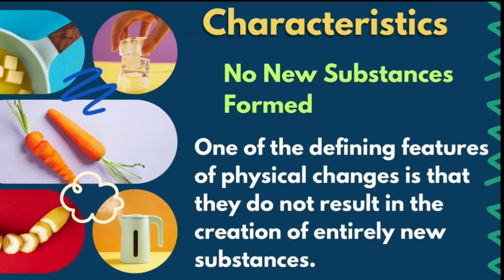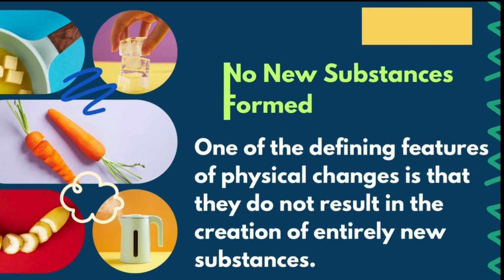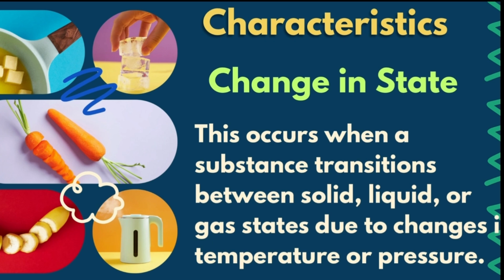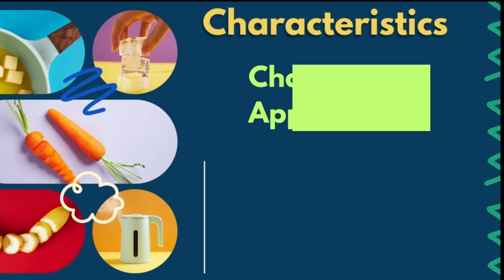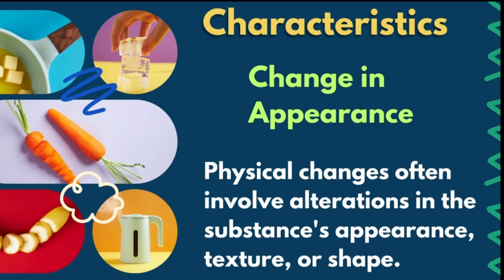Characteristics: no new substances formed. One of the defining features of physical change is that they don't result in the creation of entirely new substances. Change in state. This occurs when a substance transitions between solid, liquid, or gas states due to changes in temperature or pressure. Changes in appearance. Physical changes often involve alterations in the substance's appearance, texture, or shape.